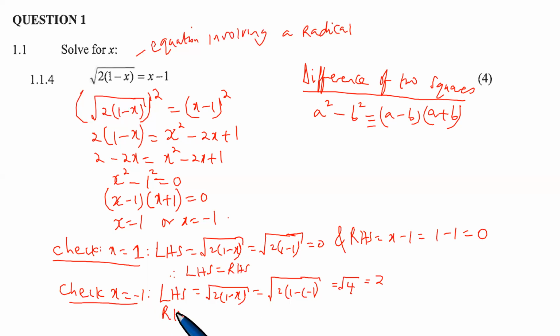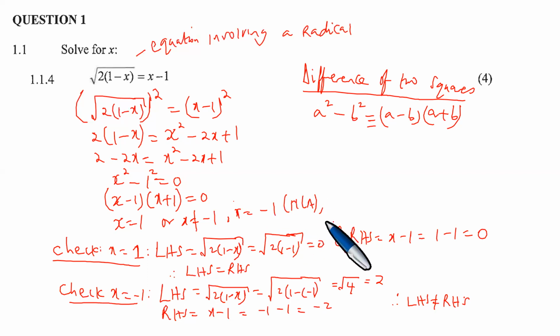The right-hand side of the equation is actually x minus 1, and therefore you have minus 1 minus 1, which is minus 2. But clearly the left-hand side is 2, the right is minus 2, and the conclusion, therefore, is that the left-hand side is not equal to the right-hand side, because one is 2 and the other one is minus 2. So x is not equal to that. So in other words, we say that x equals minus 1 is actually not a valid solution, not applicable.